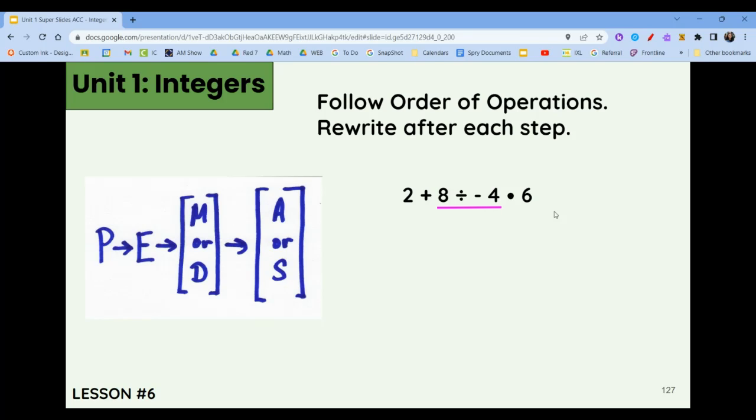Okay, the first step we should do is division. So I would write this as 2 plus negative 2 times 6. The next step is multiplication. And negative 2 times 6 is negative 12. So this is really 2 plus negative 12. And when I simplify those double signs, it's 2 minus 12, which is negative 10.